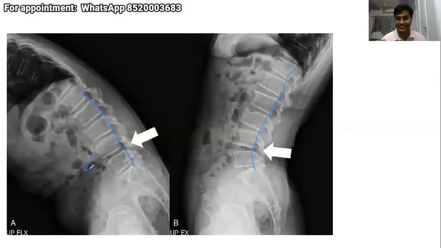Flexion or extension? Flexion. Yeah, this is the X-ray which I have taken in extension. In extension, is the normal alignment maintained or not? It is maintained, the lordosis curve. Yeah. In flexion, is there listhesis?